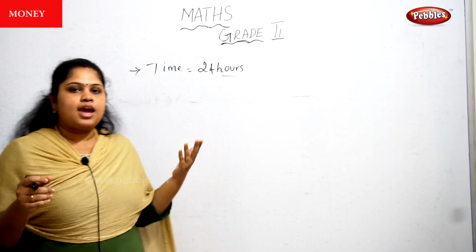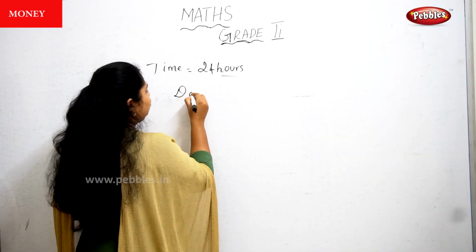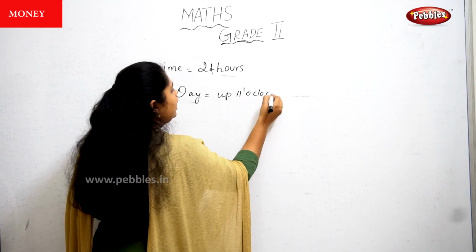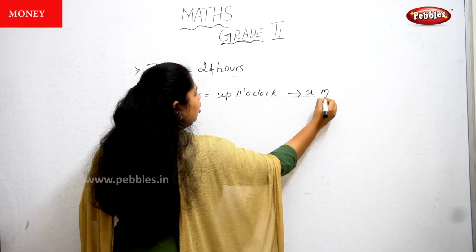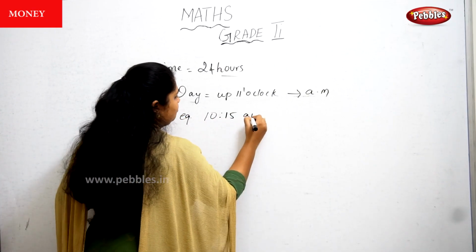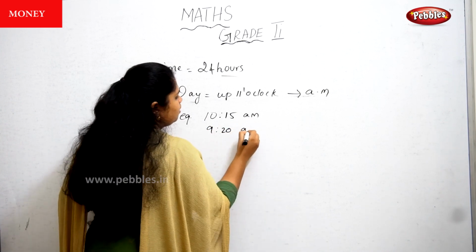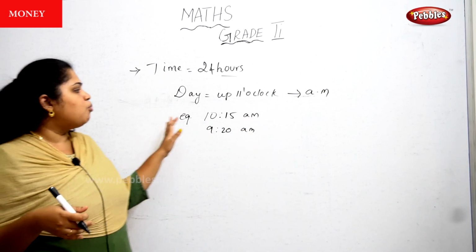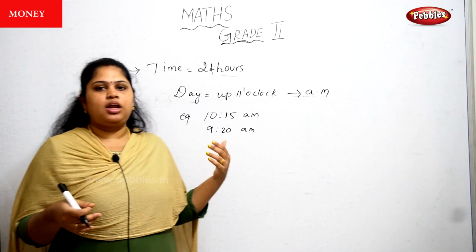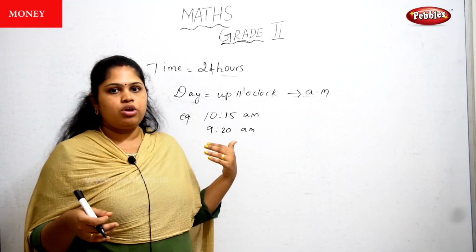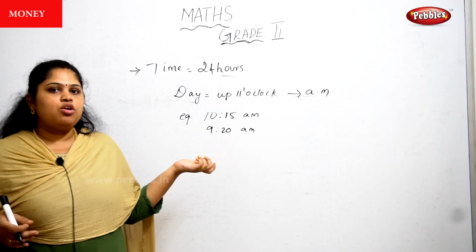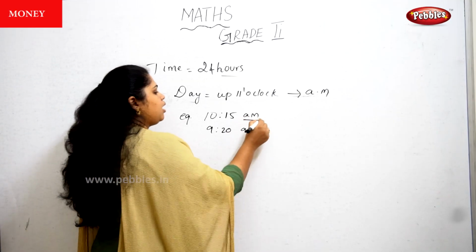In the daytime, that is the morning, from sunrise up to 11 o'clock, we say AM. For example, 10:15 a.m., 9:20 a.m. This represents the morning. If I say I'm going to the shop at 10 o'clock, you may get confused whether I'm going at 10 in the morning or 10 at night. So how can you find it out? By seeing whether it is AM or PM.